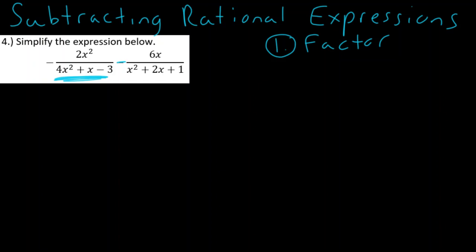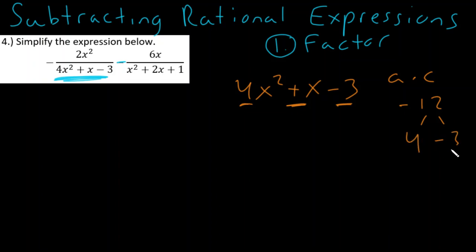So let's take this 4x squared plus x minus 3, and let's try and figure this out. So how do you do factoring by grouping? Well, we do 4 times negative 3, or a times c. 4 times negative 3 is negative 12, and I can split that up into two things that add up to be a positive 1. By the way, that would be positive 4 and negative 3.